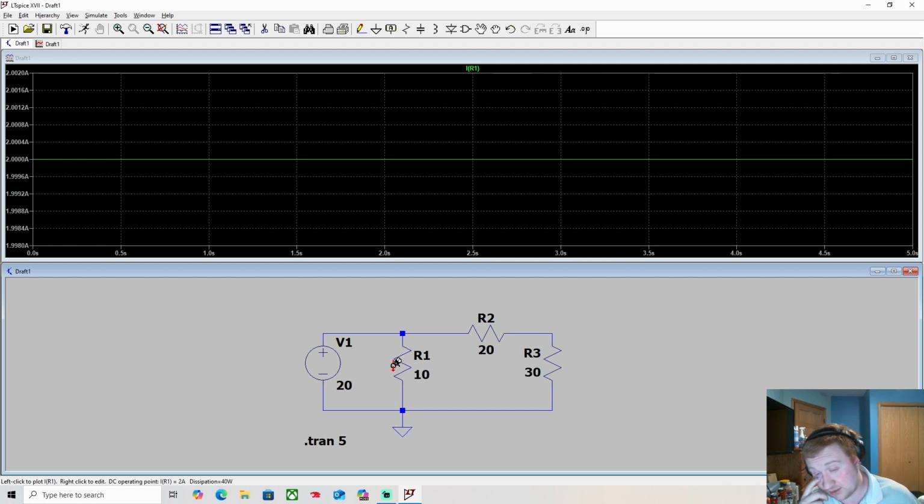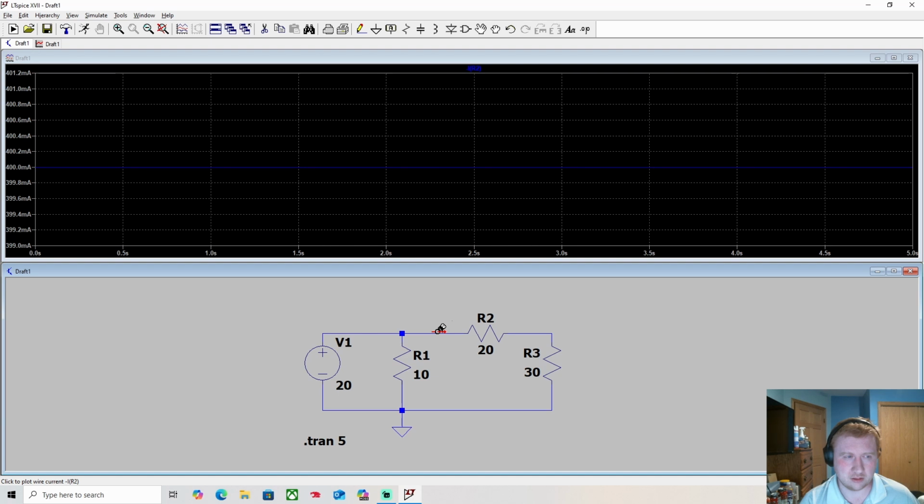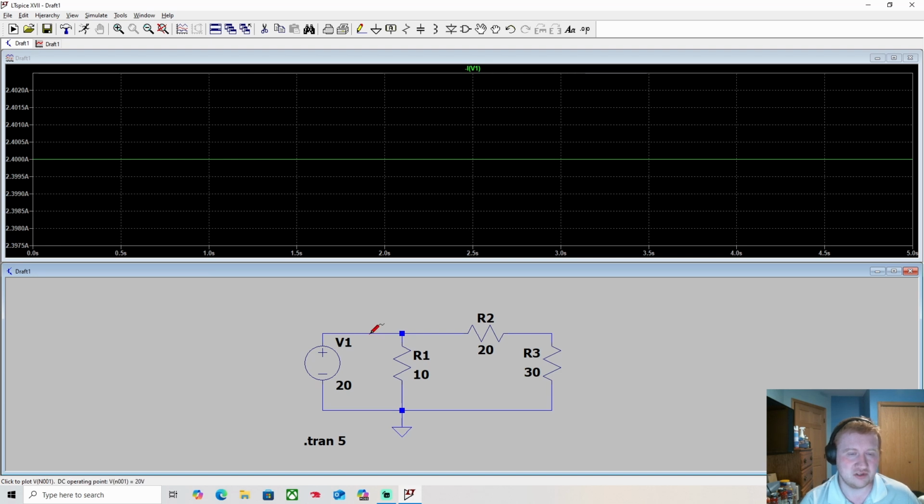And then the other current would be 20 divided by 50, that's going to be a pretty low current, less than 1. Yeah, 400 milliamps. And we would have to say that 400 milliamps plus 2 amps is going to be 2.4 amps total, which is what we see on the current on the line that has no resistance on it, because of the KCL law.